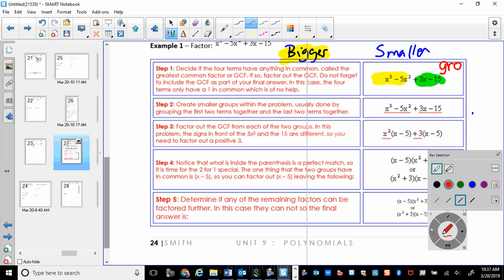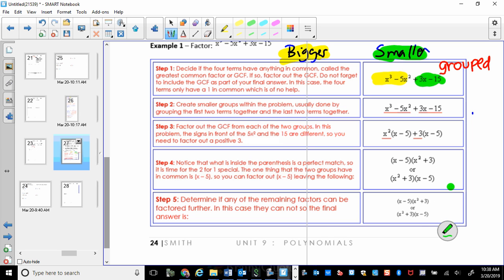So I've grouped. I did my bigger terms. I did my smaller terms. Now, you look at each section. Let's look at your bigger terms first. What is the greatest factor I can divide out of the first 2 terms? 1. That's the biggest number. Okay. What about the biggest variable? What can I divide out of both terms?